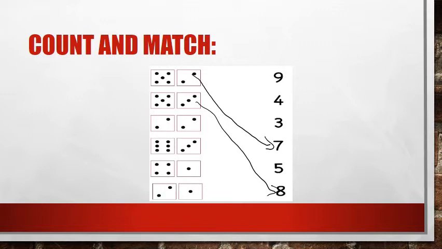The third one, let's count. 1, 2, 3, 4. So we have to match it to number 4. For the fourth picture, let's count. 1, 2, 3, 4, 5, 6, 7, 8, 9. We have to match it to number 9. The fifth one, 1, 2, 3, 4, 5. So we have to match it to number 5. The last one, 3. So we have to match it to number 3.